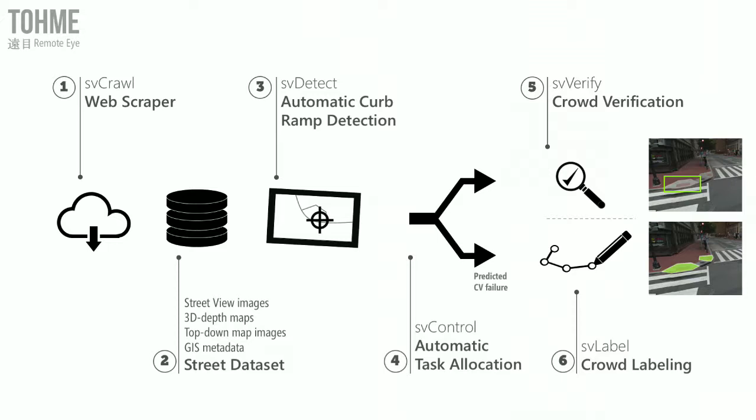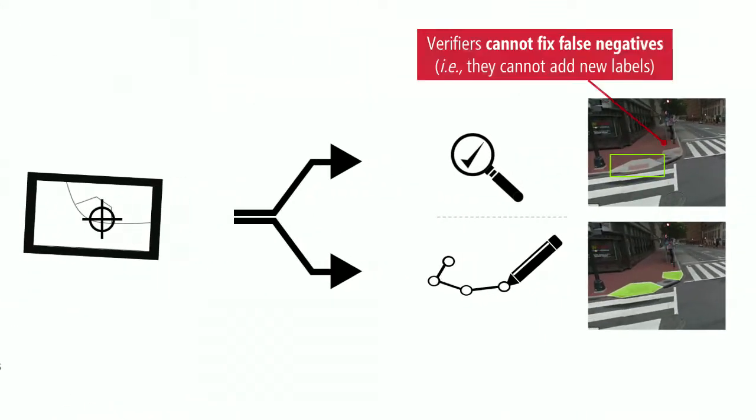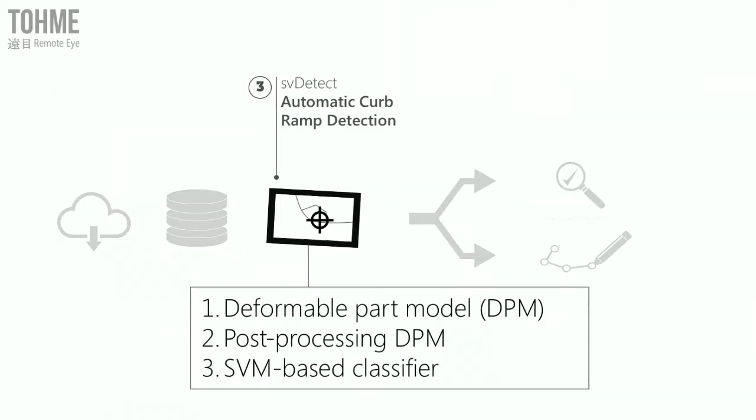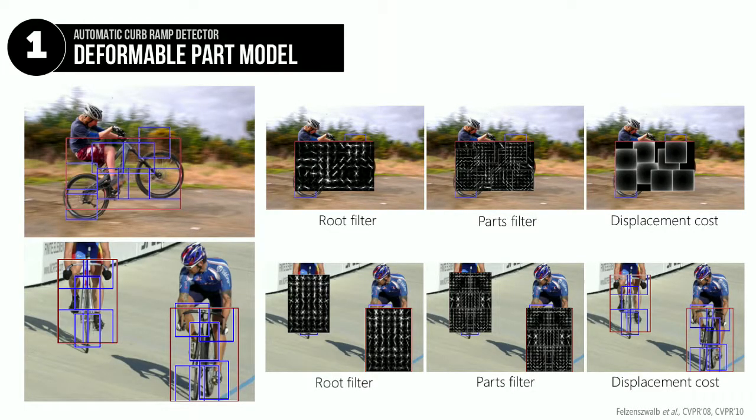One crucial thing to note is that if we end up in this top workflow, there's no way to correct false negatives. And that has implications for how we bias our computer vision algorithm, as well as how we bias the task controlling system. So let's dive into this a little bit more deeply. First with the automatic curb ramp detector. This has 3 stages: a deformable part model, a post-processing DPM, and an SVM-based classifier. And the DPM models a target object and its parts with HOG features, histogram of gradient features. And it also models spatial relationships between those parts. It has displacement costs.